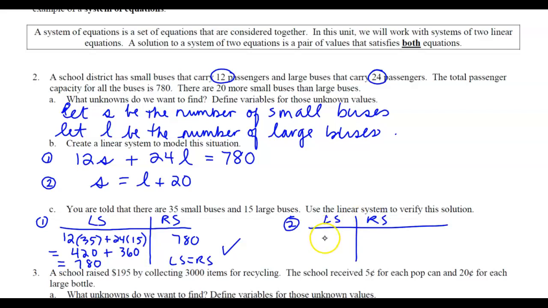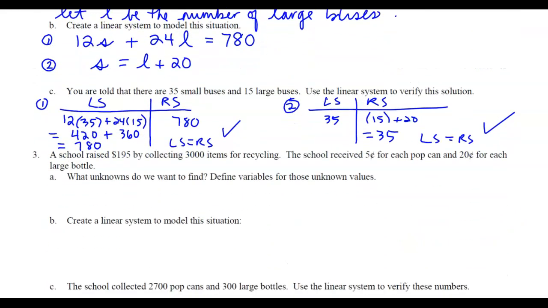So the small buses was 35. The large buses, 15 plus 20 is 35. So left side equals right side. So yes, that is the number of buses.